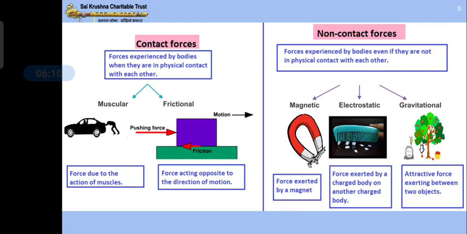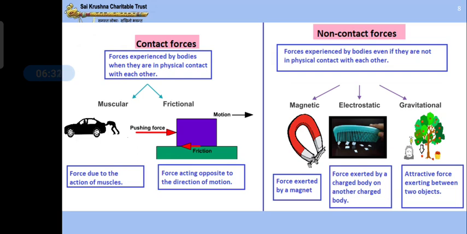So what do you mean by muscular force? Muscular means the force due to the action of muscles. When you use your muscle power in order to push or pull an object, then it is called muscular force. Here you can see a man trying to push a car, right? So he is using his muscle power, hence this is a muscular force. And he is touching the car. Therefore, it is a contact force.